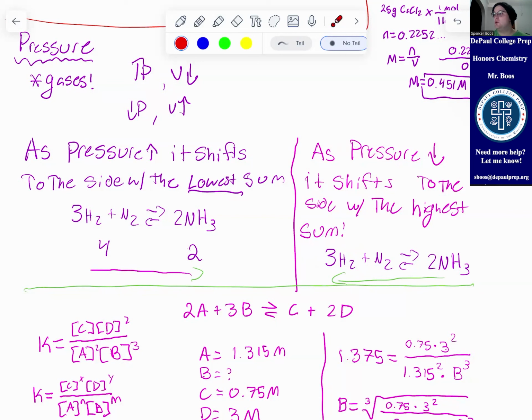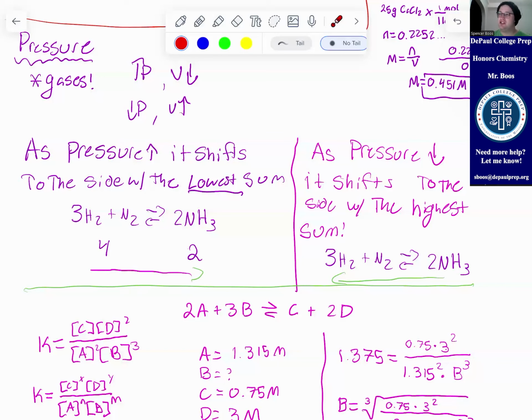How many temperature questions are there? I can see everybody is very concerned about temperature, and I see why. There are about 1 to 2, so don't stress too much about it.